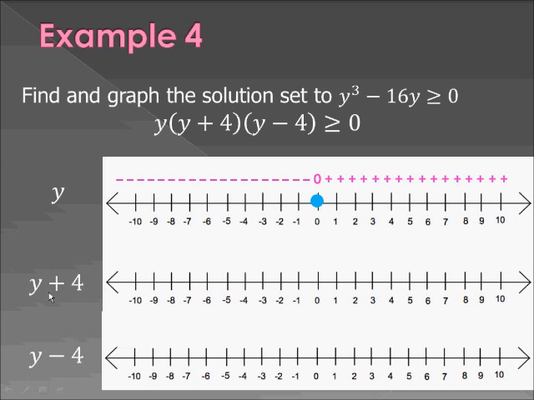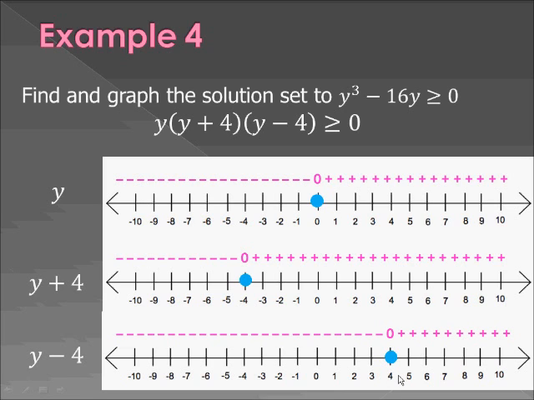You're going to do the same for y plus 4. So you're going to put a filled circle at negative 4, and below negative 4, this quantity, y plus 4, is going to be negative, and above negative 4, it's going to be positive. You'll repeat that for y minus 4. So you're going to put a filled circle at 4 and do the same thing. So that's step 1. Do a number line for each one. Again, you're not going to want to do this, but follow along anyway.